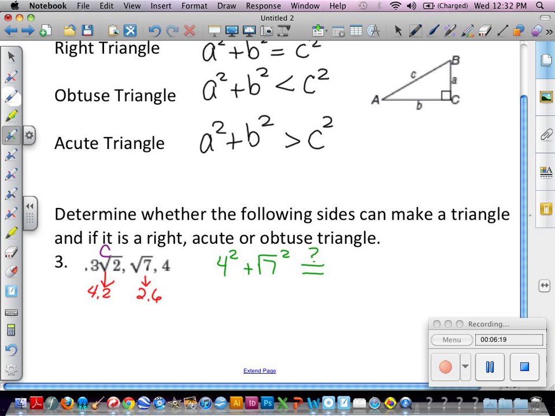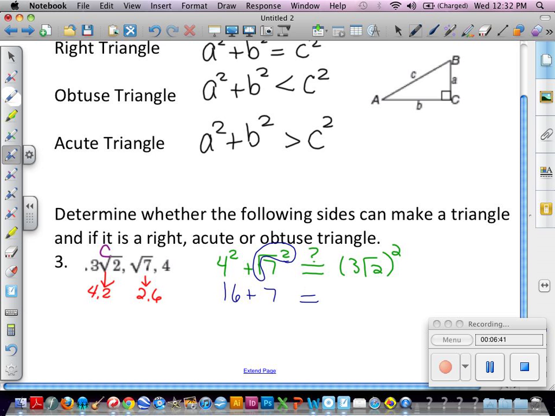And then I need to square the 3 root 2. So the whole quantity, 3 root 2, needs to be squared. See how I put parentheses around that? Okay, so 4 squared is 16. Square and square root cancel each other out. You shouldn't have to use your calculator on that. It's going to be 7.